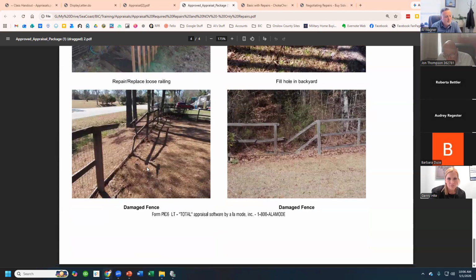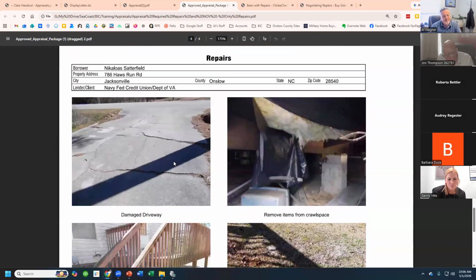And no, they haven't crawled underneath there. They've never opened that up either. So most don't. But it's a good way to explain why you have that money set aside.